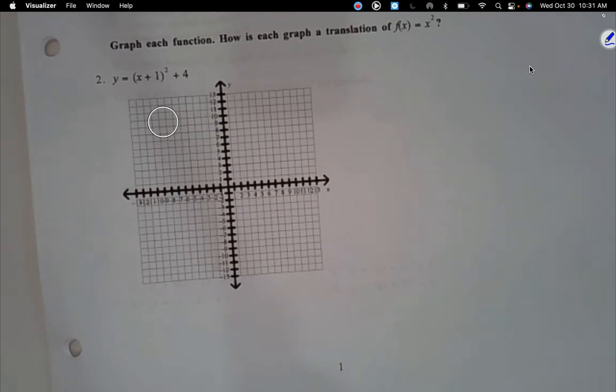Or plug it in your calculator and graph it. Y'all, if they don't make a parabola shape, then pick different pairs. Because if yours looks like this, what's wrong with that? It's missing the other side. So you need to pick some other numbers. If yours looks like that, guess what? It's missing this side.